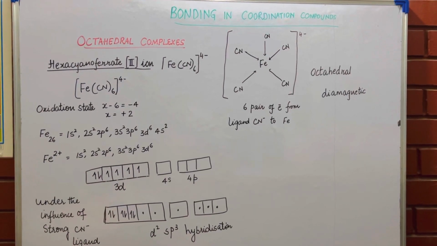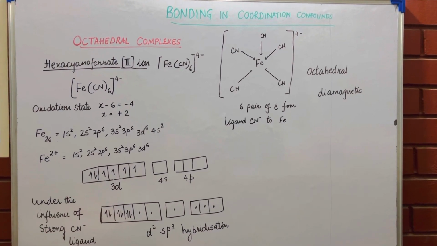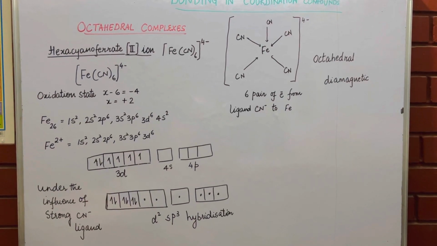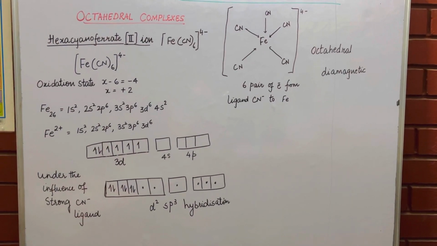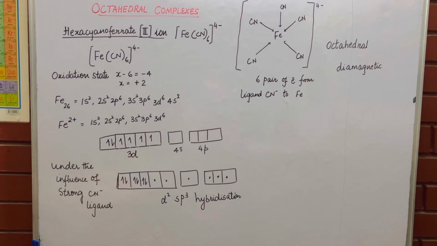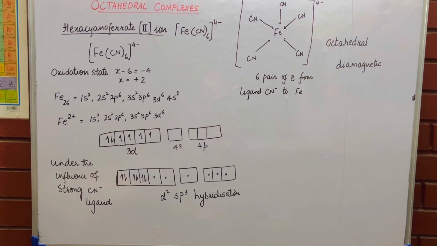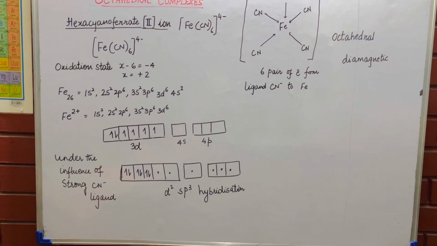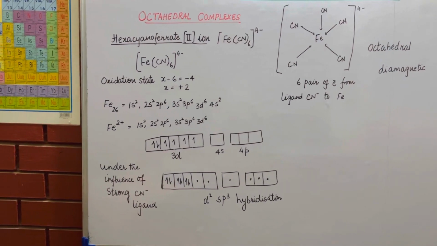So now we are looking at bonding in coordination compounds. You can see the first type is octahedral complexes. First I have taken the hexacyanoferrate(II) ion, which is [Fe(CN)6]4-. Now your first step would be to find the oxidation state.